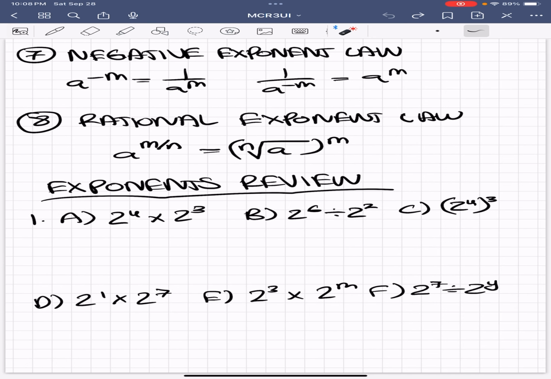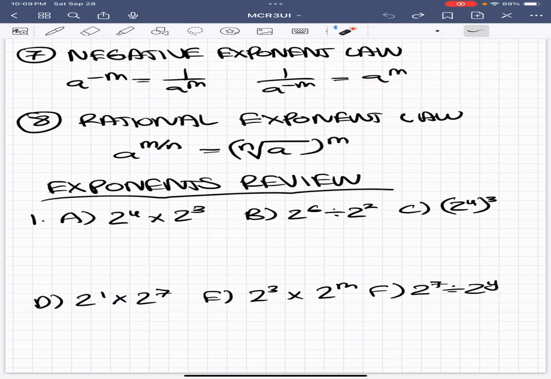And then we have our negative exponent law. If we have a negative exponent, we like to get it out of the equation, so we just take the reciprocal. This is quite self-explanatory. We take that base, move it to the bottom, and then the exponent becomes positive. But if it's already on the bottom and it's negative, then we can move it to the top, and then the exponent will be positive.